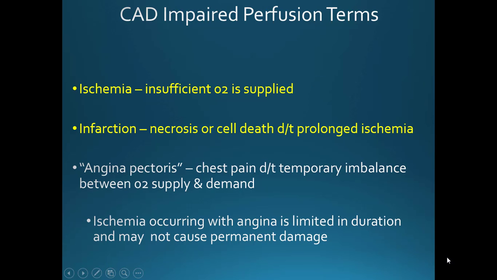When talking about CAD, we need to distinguish between the terms ischemia and infarction. Ischemia occurs when there is an insufficient amount of O2 supplied to the heart muscle, but by resting, balance is restored and no damage occurs. Infarction, however, is when there is necrosis or cell death due to prolonged ischemia. Angina pectoris is a type of chest pain caused by ischemia that is limited in duration and does not cause permanent damage.